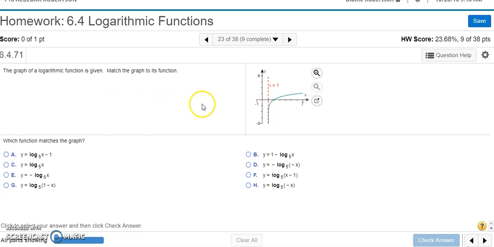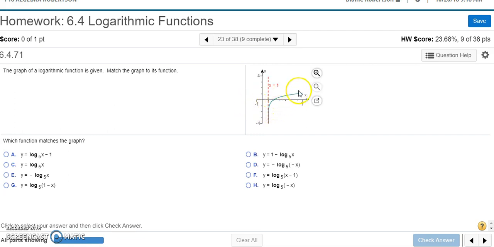Let's see, we have another case. This time our vertical asymptote is at x equals 1 as opposed to being at x equals 0. So it has a horizontal shift to the right one. So in our equation, we should see the x being subtracted 1.